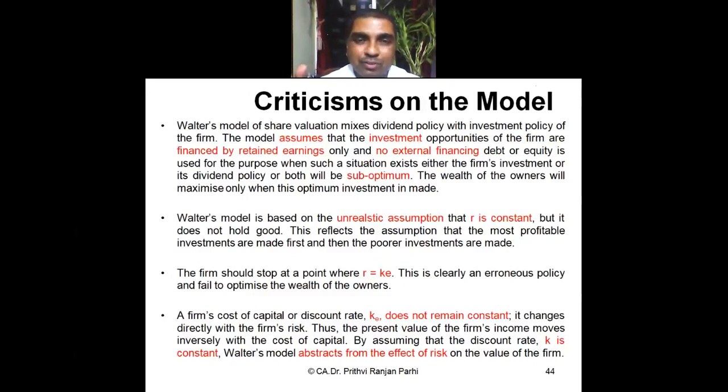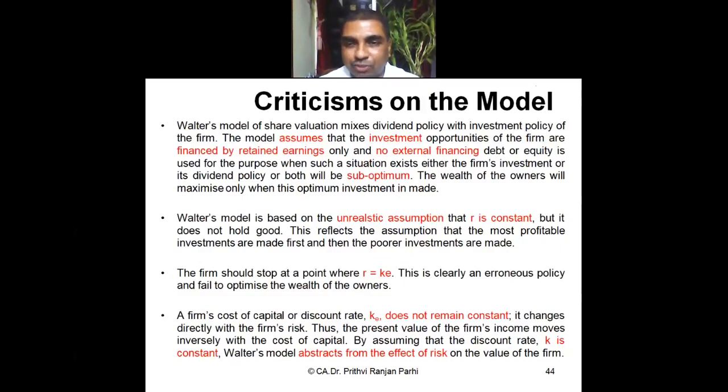Assuming R is constant, we are trying to prove that growth firms should not give any dividend, and declining firms should give maximum dividend. To prove that, we have to assume R is constant. But the same thing also has to be taken as a criticism. Any kind of payout ratio is good when R is equal to K.